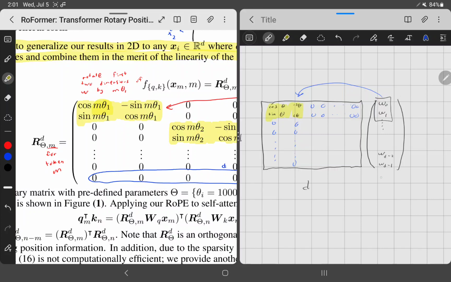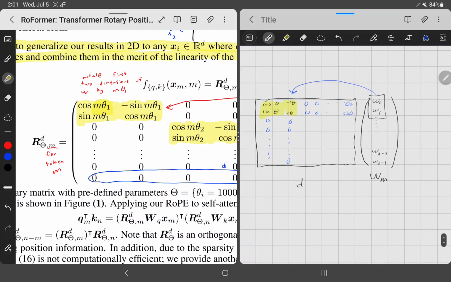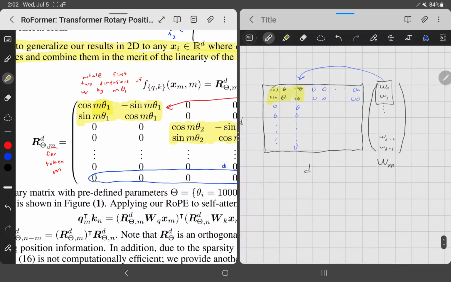This is your vector representing, say, w sub m, where it's a vector in your sequence at position m. So m stays constant throughout this whole matrix, and theta stays constant throughout the entire sequence. So this is one vector in your sequence, and you do the dot product with this rotation matrix, and in the first 2 dimensions, it will rotate it by some constant amount multiplied by wherever it is in the sequence.